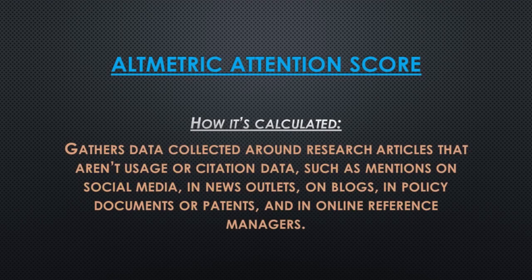Altmetric attention score tracks the online shares and conversations relating to a piece of published research. Each online mention of that research is weighted differently. So, a journal article referred to, or mentioned, in an international newspaper is given more weighting in the overall Altmetric attention score than someone tweeting about the same piece of research. How it's calculated: it gathers data collected around research articles that aren't usage or citation data, such as mentions on social media, in news outlets, on blogs, in policy documents or patents, and in online reference managers.